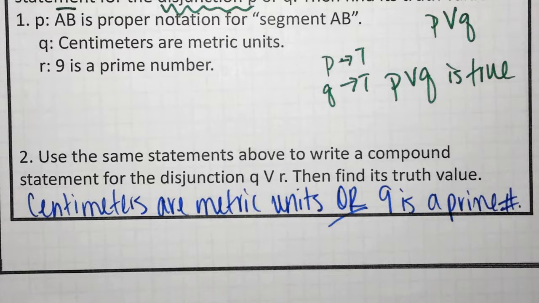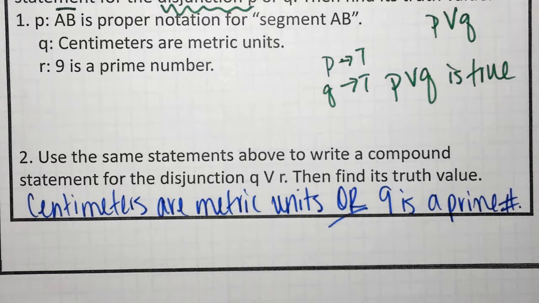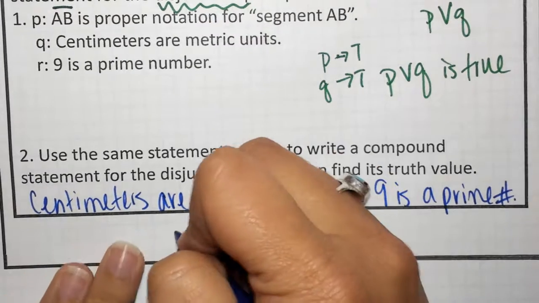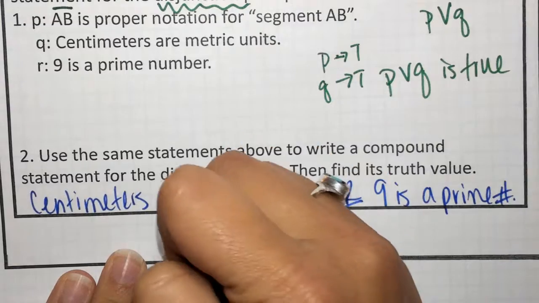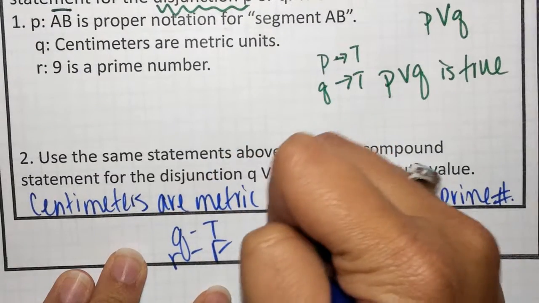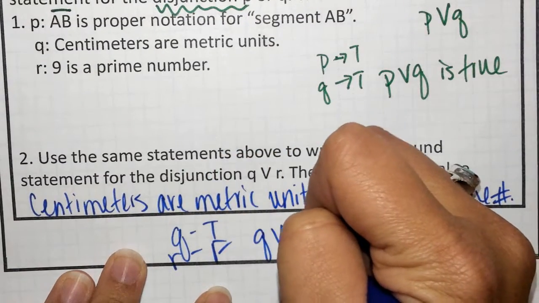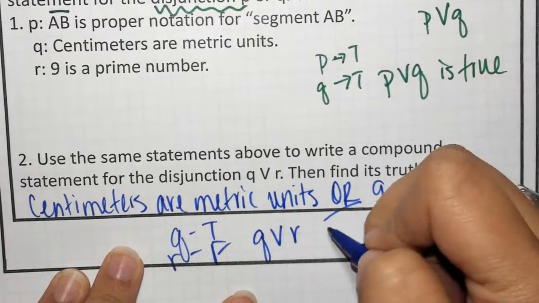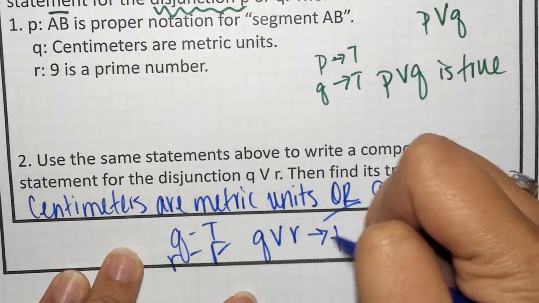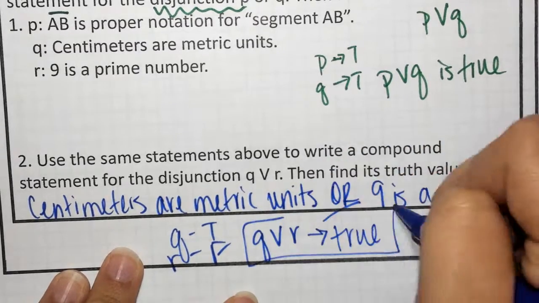Now, we know that Q is a true statement, but is R a true statement? 9 is not a prime number. 9 is divisible by 3 and 1 and 9. So R is false, but Q is true, and for it to be a disjunction, how many have to be true? So is this a true statement? Yes.